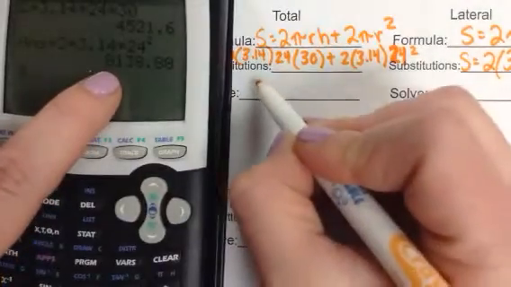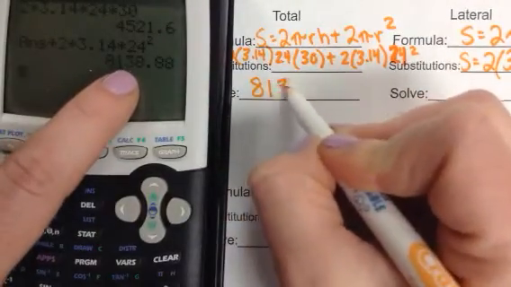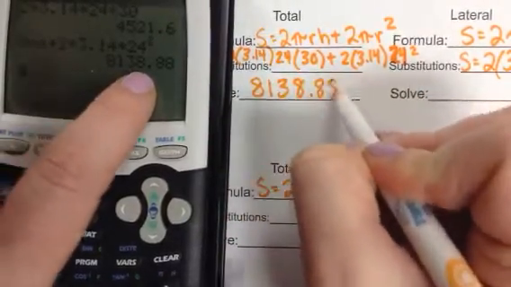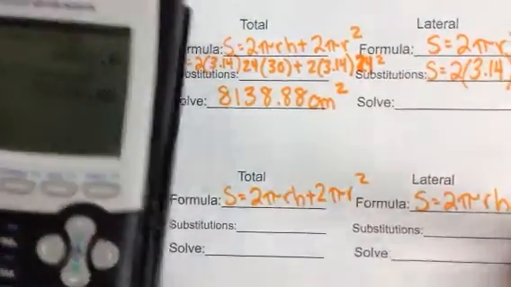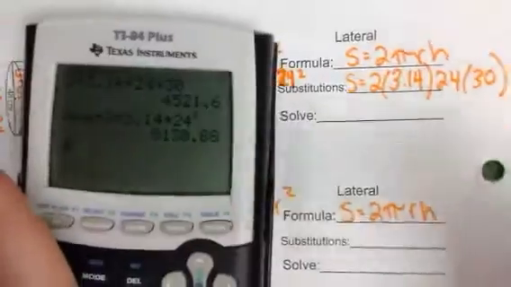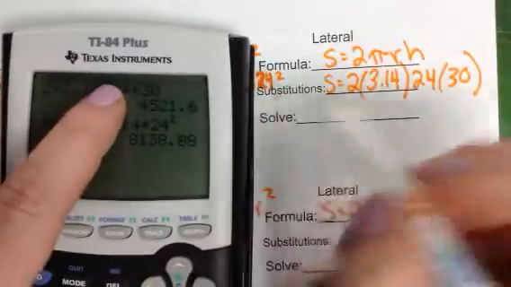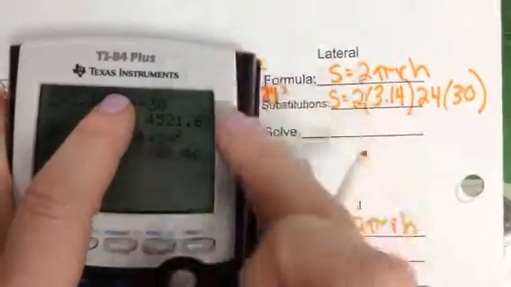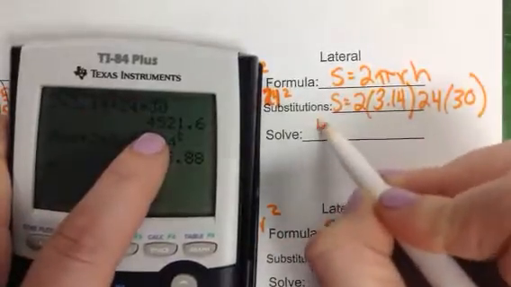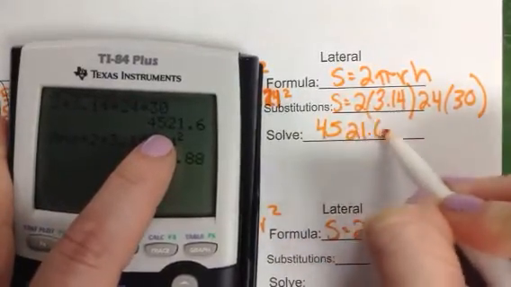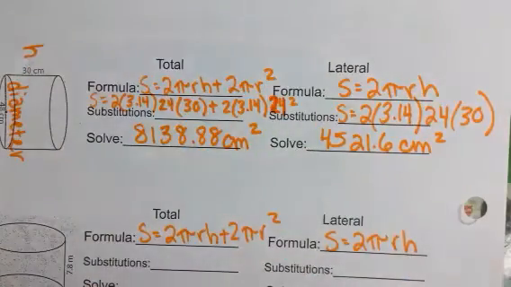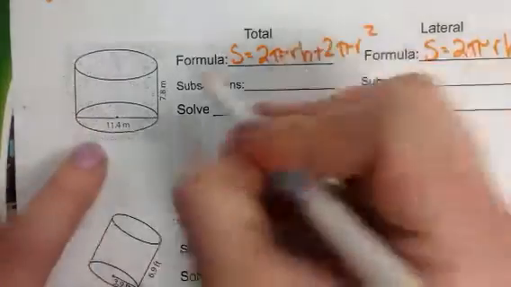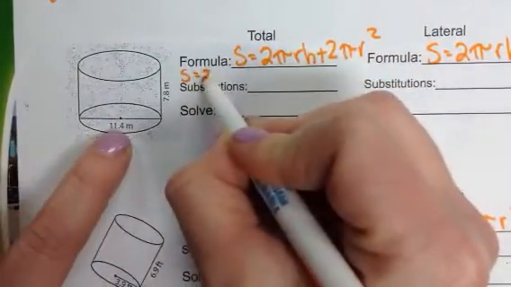The bigger area has to be the total surface area, centimeters squared. The smaller area has to be the lateral. Okay, just 2 more. Then start with the substitution.